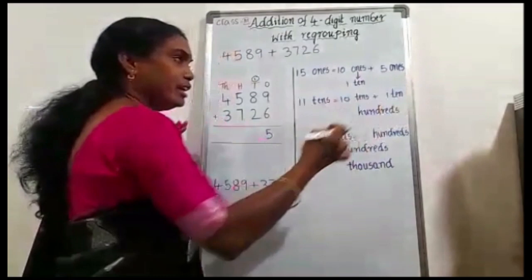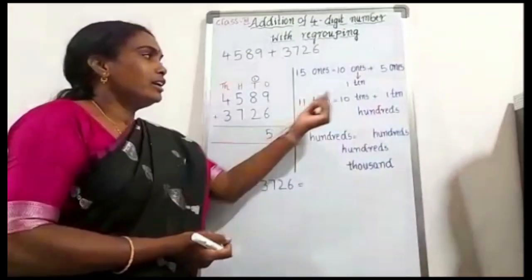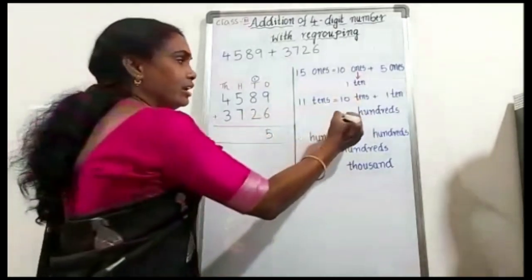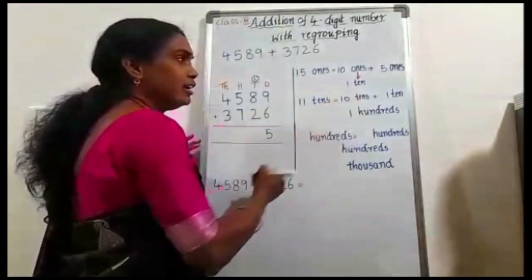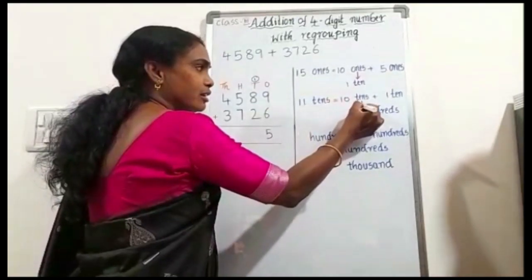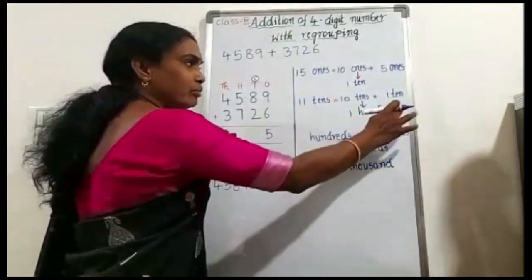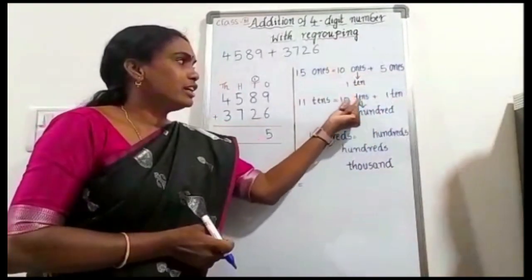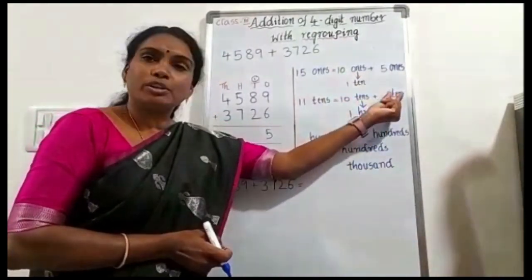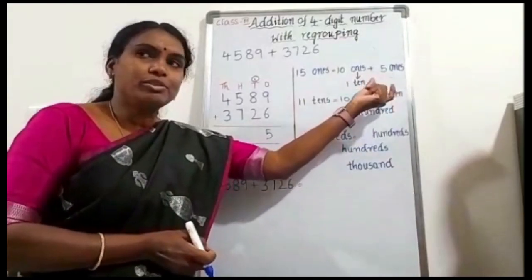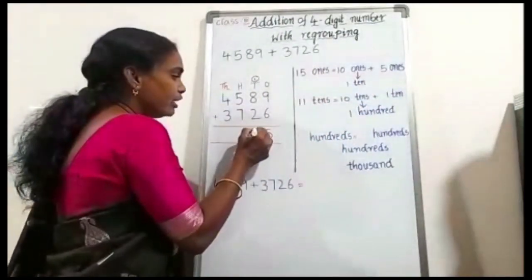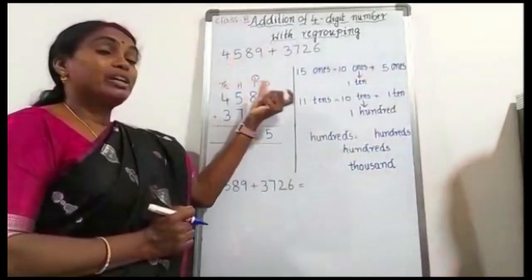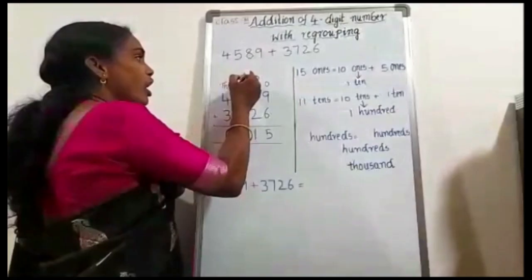Okay children. 10 tens plus 1 ten. The 10 tens is equal to 100. Yes children, 10 tens is equal to 100. Then what about this 1 ten? That 1 ten is left over. That 1 ten we write under the tens column. And this 100 we carry over, meaning regroup to the hundreds column.